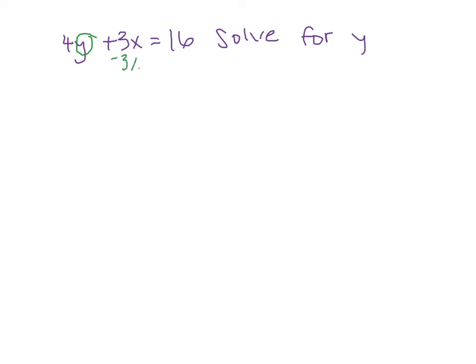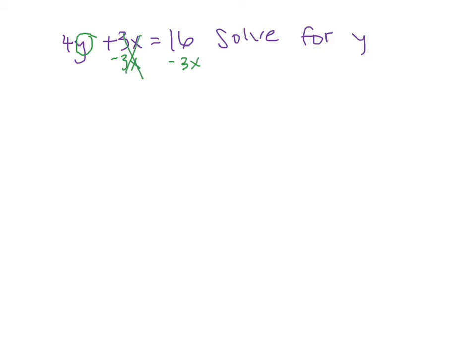And this final example is 4y plus 3x equals 16. And we are going to solve for y. In all of these examples, we've solved for y, but you could solve for any variable. So start out by circling y. Now I need to move the term that does not contain that variable. So I'm going to take 3x, and I'll do minus 3x from each side.